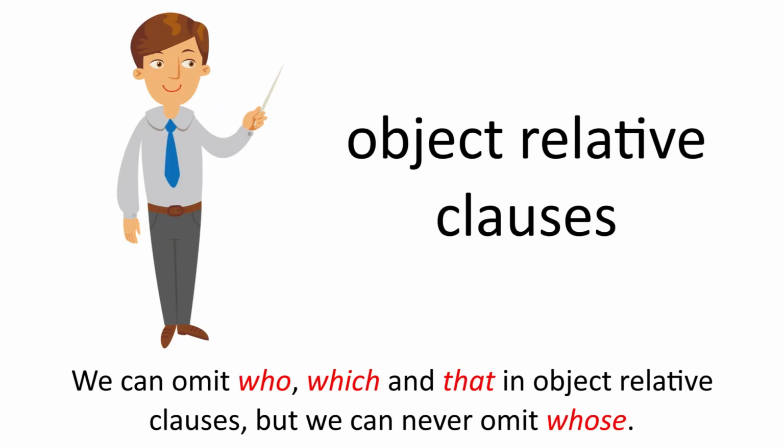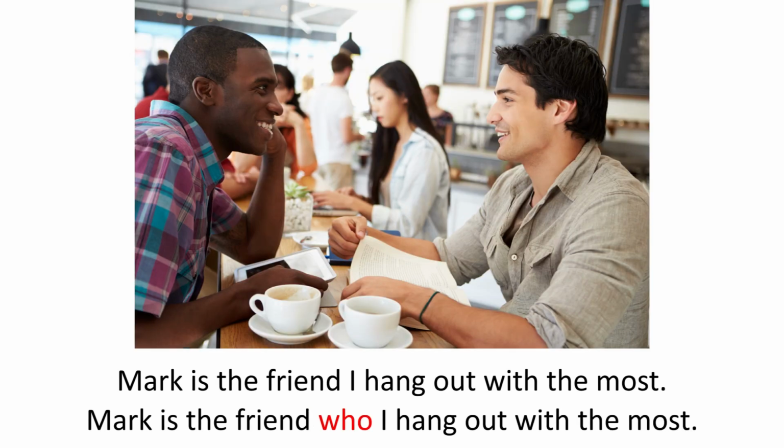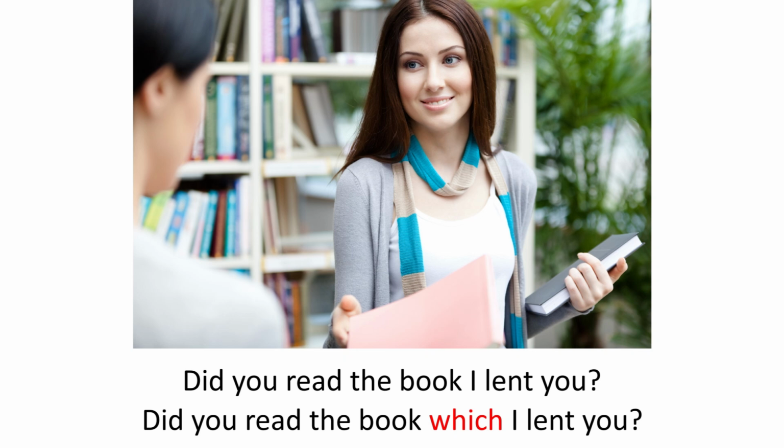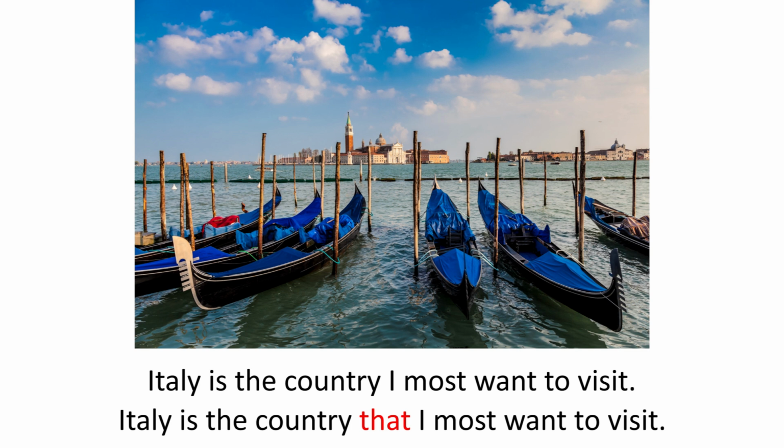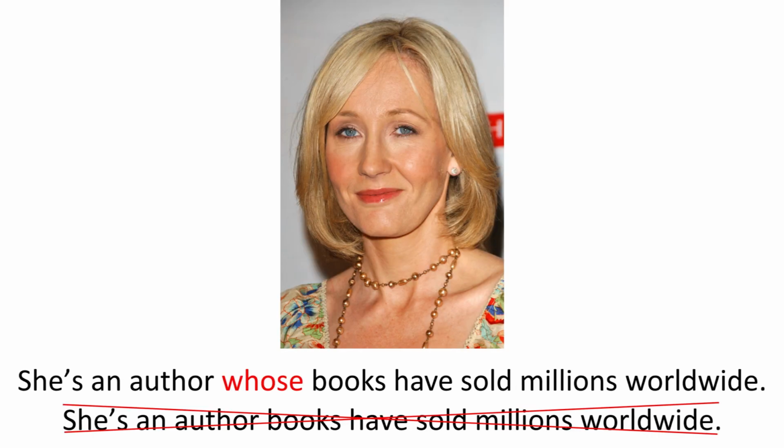We can omit who, which, and that in object relative clauses, but we can never omit whose. Mark is the friend I hang out with the most. Did you read the book I lent you? Italy is the country I most want to visit. She's an author whose books have sold millions worldwide.